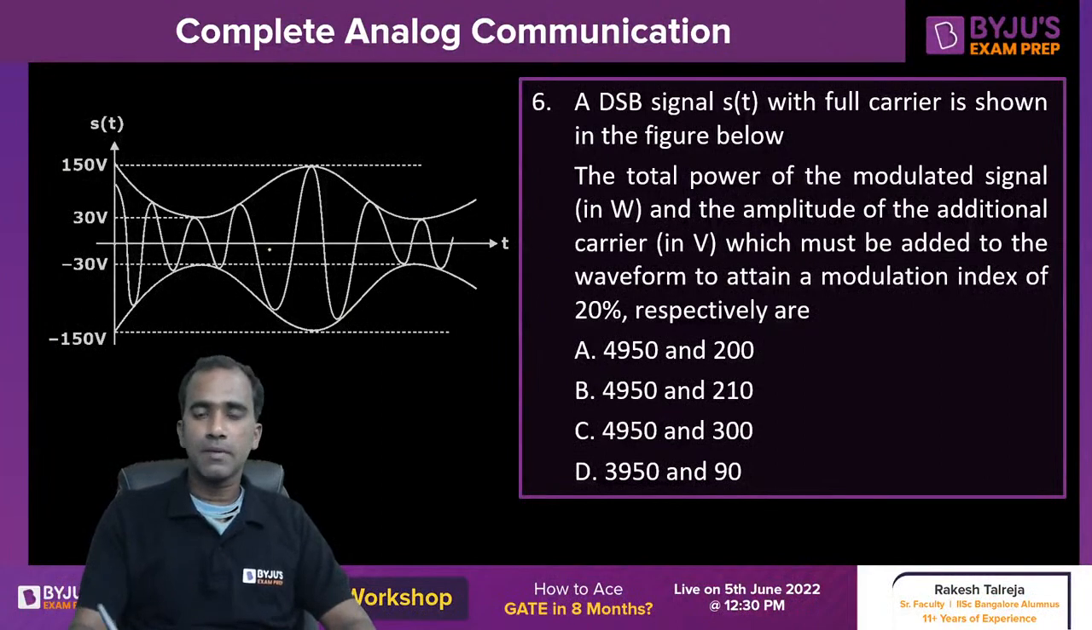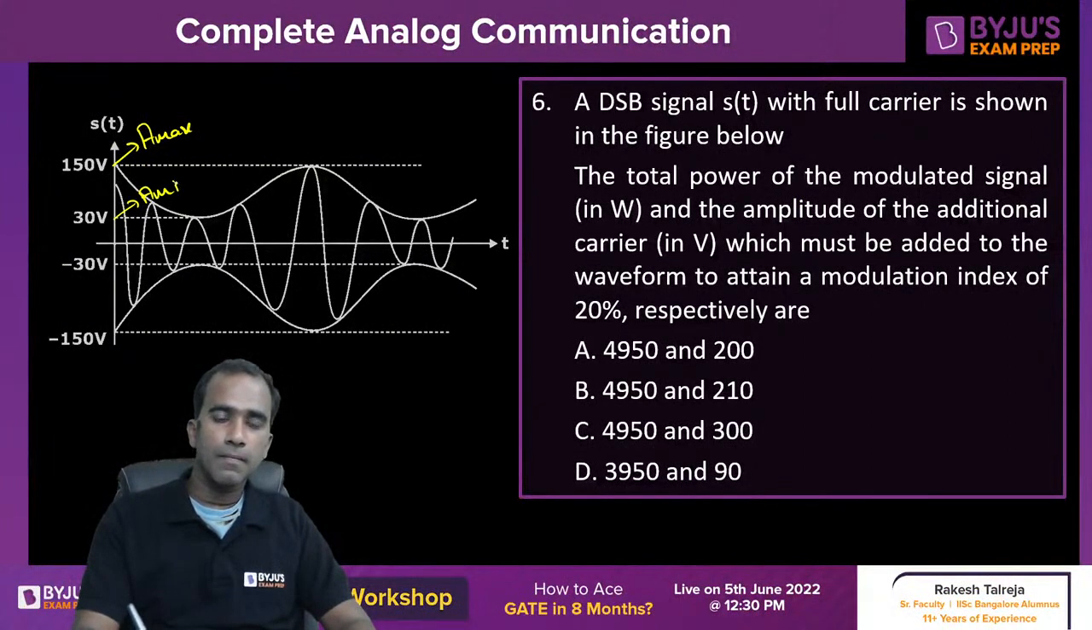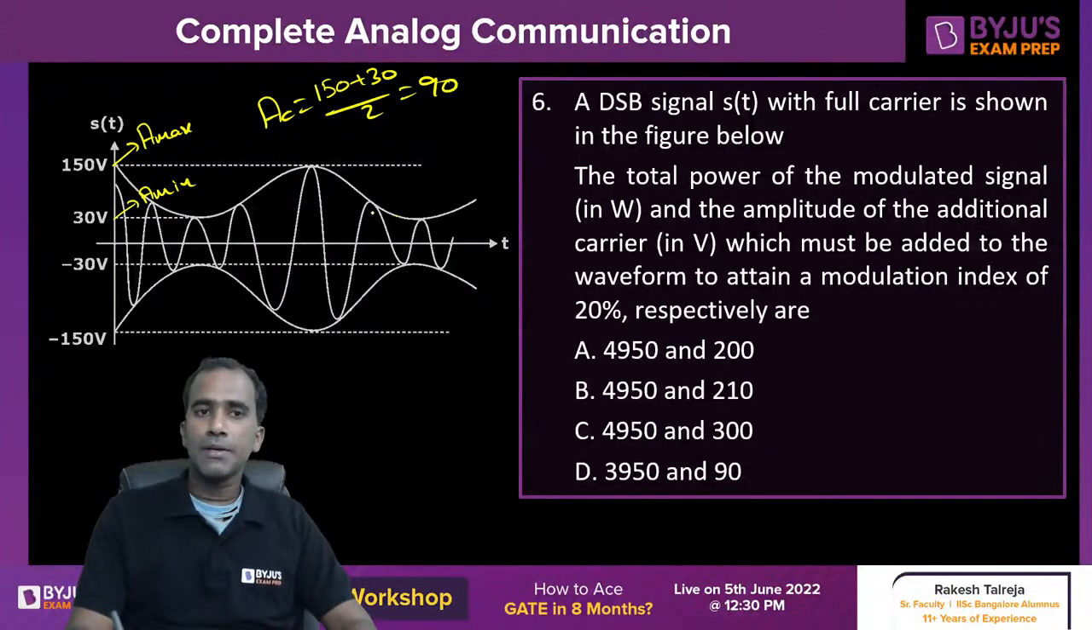Same data, same diagram, but I'm asking you a different question here. So A max is given, A min is given. From that AC we can calculate. AC is the average of A max and A min, which we have calculated previously. A max plus A min divided by 2, which is 90. Peak amplitude of the unmodulated carrier is 90.